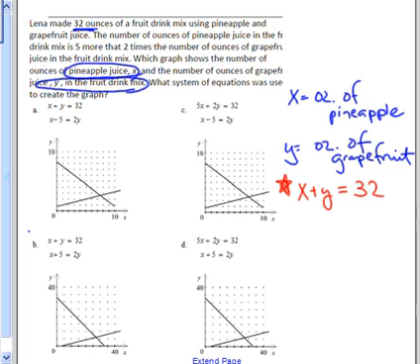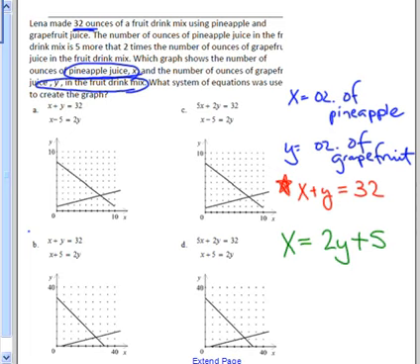Okay? Now the next part says the number of ounces of pineapple juice in the mix is 5 more than 2 times the number of grapefruit. So the number of ounces of pineapple is 5 more. That means you're adding 5 more than 2 times the number of grapefruit. So 2y. If you doubled the amount of grapefruit and added 5, that's what your X would look like. Okay? So X equals 2y plus 5.